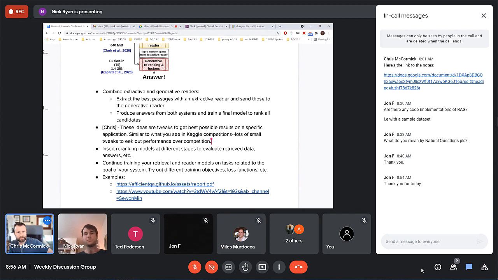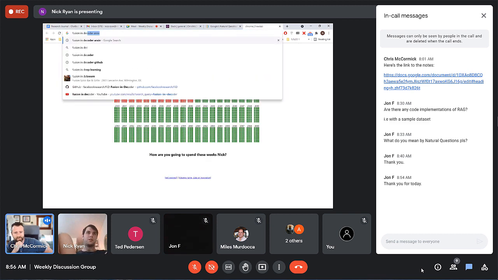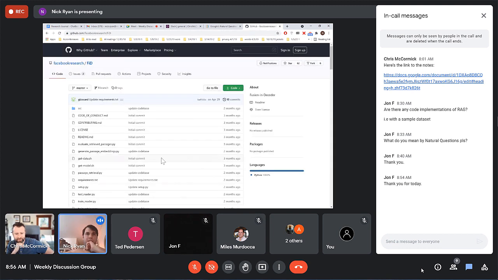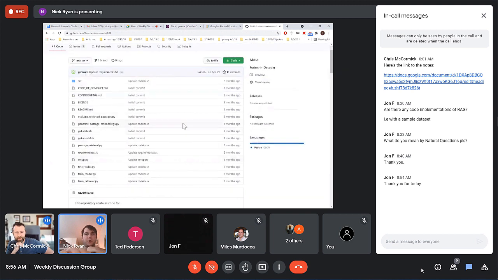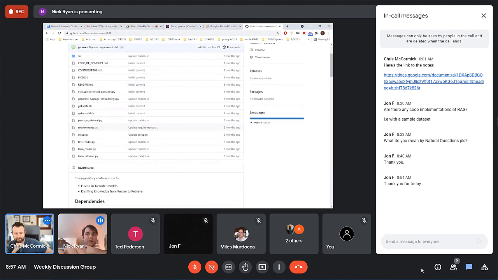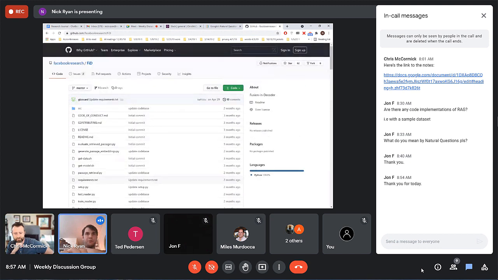That'd be cool. Did you get the sense, so you said Fusion-in-decoder came out of Facebook. Is their model published at least, or is it one of those models where they're keeping it to themselves? I don't think it's that. I think it's published. I think it's just so recent, 2 months ago, that they haven't created quite enough support for it.